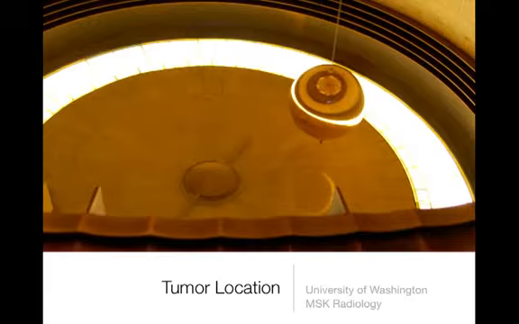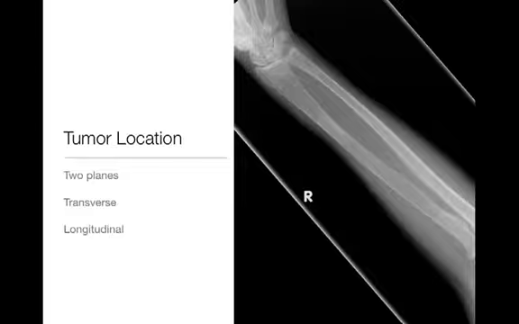For this lecture, we're going to talk about tumor location. We're going to talk about how to describe a tumor as far as where it's located within the bones and why this is important to us. When we talk about tumor location, we describe it in two planes, and those planes are the transverse plane and the longitudinal plane.